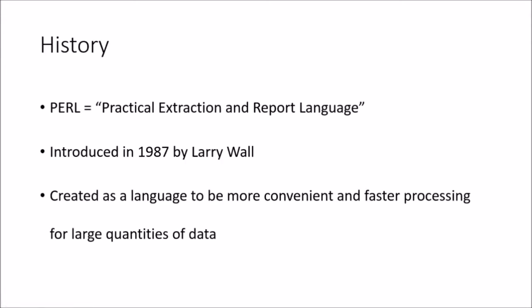So now let's talk about the history of Perl. Perl is an acronym for Practical Extraction and Report Language. Perl was first introduced in 1987 when the author Larry Wall released version 1.0. The idea was to create a language more convenient and more suitable for processing logs and generating reports for large quantities of data than the combination of Shell, AWK, and C Shell at the time. He looked for a language that would combine all of their best features while having as few disadvantages of its own.